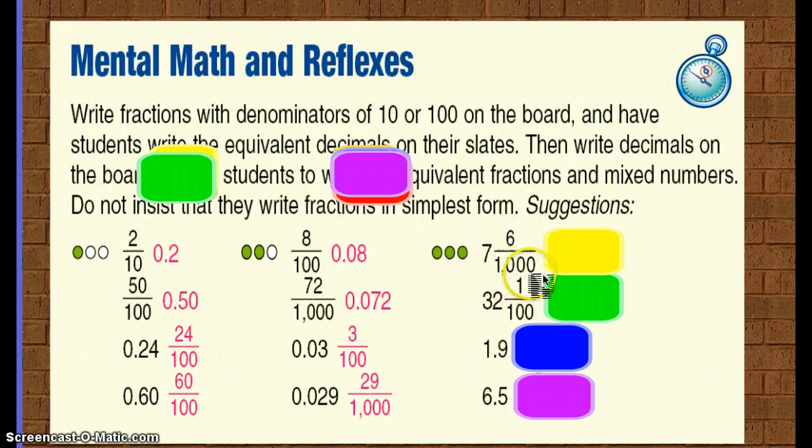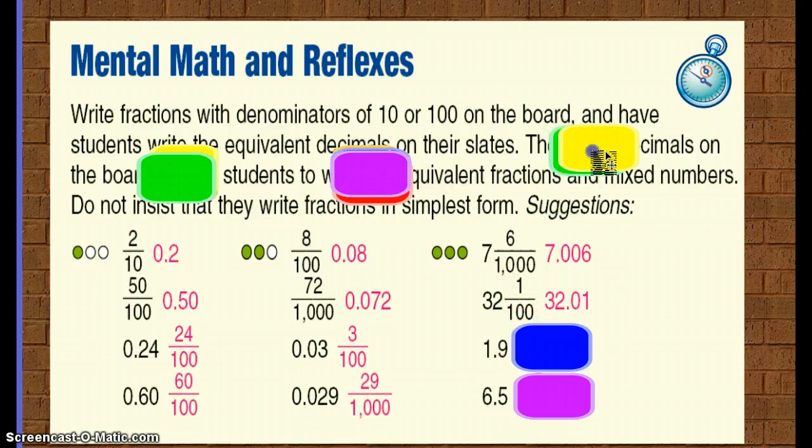7 and 6 thousandths, 7 being the whole number, that would remain large, and our decimal point would be 0.006. Notice how in thousandths there's 3 zeros, so we know that that 6 needs to go in that third or last place. 32 and 1/100th, well, 32 is a whole number, so that stays large. Then comes our decimal point, 2 zeros, so the 1 goes down in that second zero spot.